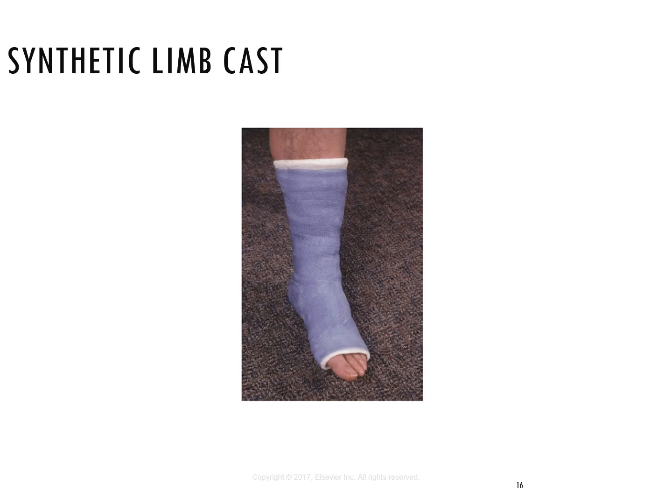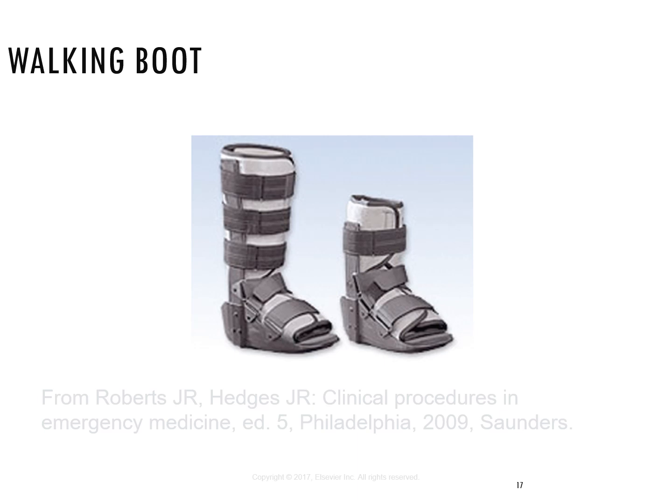Here's a nice picture of a synthetic leg cast. Some casts are still made of plaster. These are usually some synthetic material that you wet and they wrap it around the broken leg. Here's a picture of a walking boot. If a person's allowed to bear weight on an injury, they sometimes will put a walking boot on and not a cast. I've seen a walking boot versus a cast.